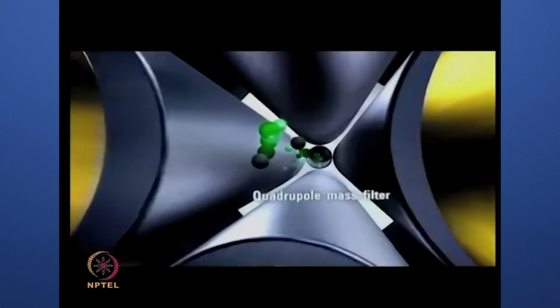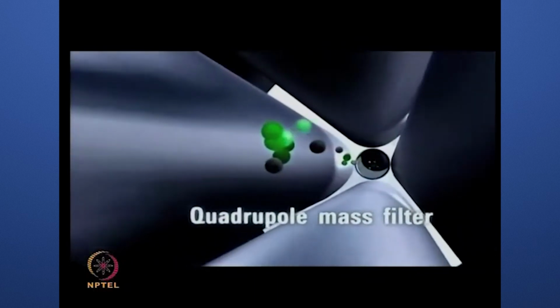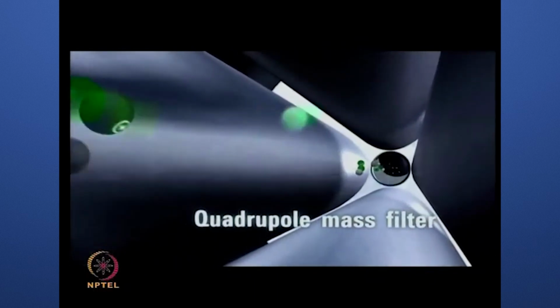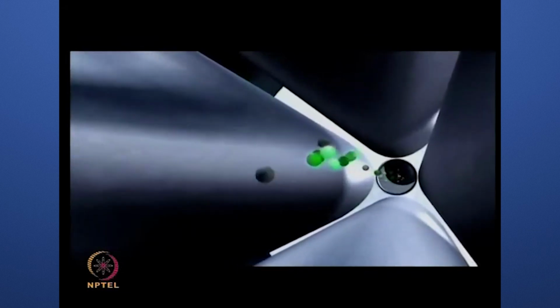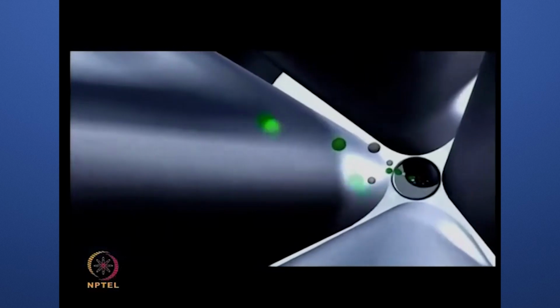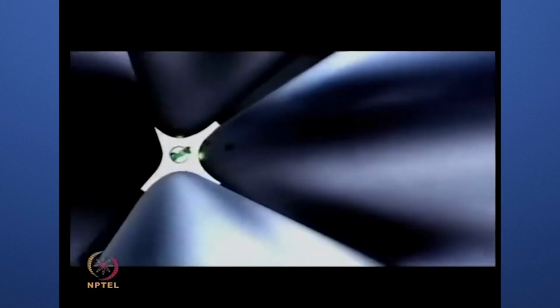The second quadrupole serves as a mass filter for the product ions produced in the collision cell. For quantitative analysis of a target compound, the second mass filter is operated in a selected ion monitoring mode.